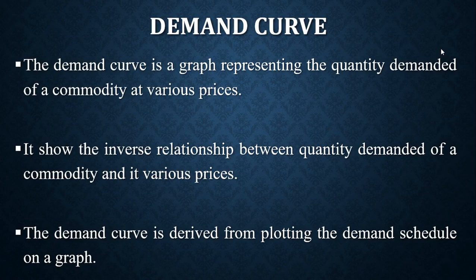We're just introducing the demand curve. A demand curve is a graph representing the quantity demanded of a commodity at various prices. The difference between a demand curve and a demand schedule is that a schedule is a table or a list, and a demand curve is a graph. A demand curve also shows the inverse relationship between quantity demanded of a commodity and its various prices. The demand curve is derived from plotting the demand schedule on a graph.